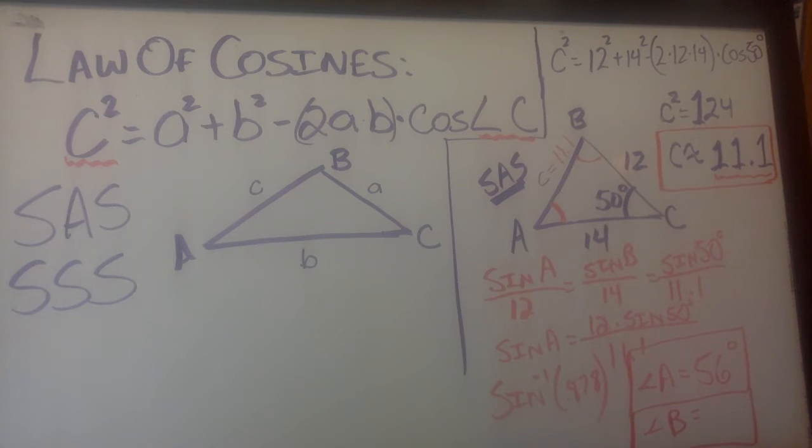How do I find angle B? Well, I take the 56 plus the 50, that's 106, and subtract from 180, and I get 74 degrees. So for this problem, I have one side and two angles. Please highlight those.